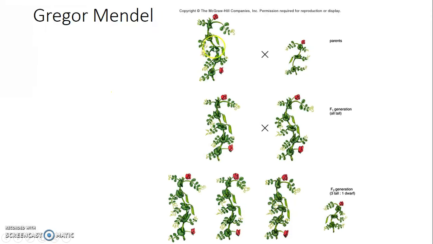Because what he wanted to do was take a tall plant and breed it with a short plant to see what the next generation was. So here are the parents and here are the offspring. When he crossed the tall with the short, he found that both of the plants that resulted were tall. So he crossed those tall ones again together, and what he found was that in the second generation, the F2 generation, 3 out of 4 of them were tall, and one of them was really short. And so because of this, he was able to come up with some different laws.